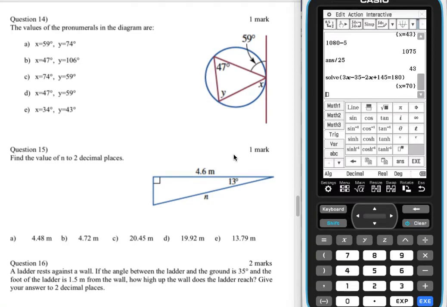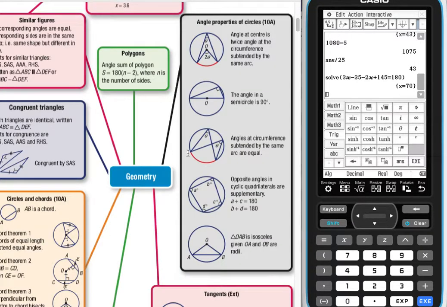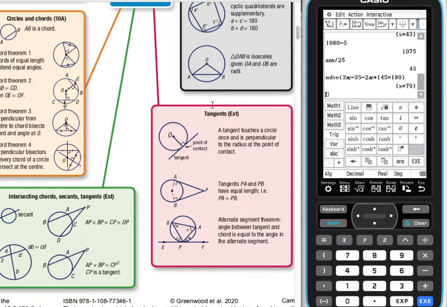So we'll be looking at question 14 now. The value of the pronumerals in this diagram are. Now, we've got here a relatively complex shape, which reminds me of a geometry law that we've learnt, specifically in the tangent section. We know that if we have this angle here, XPB, then that circle represents, then this angle would be the same, PAB. And this angle here, represented by an X, YPA, is the same as angle PBA.